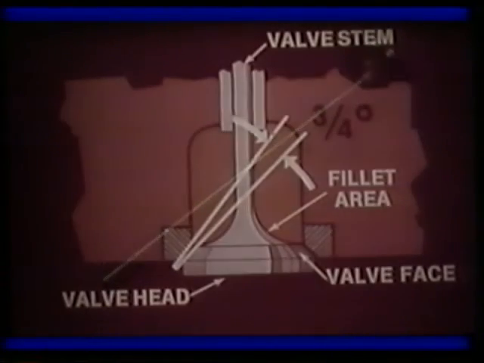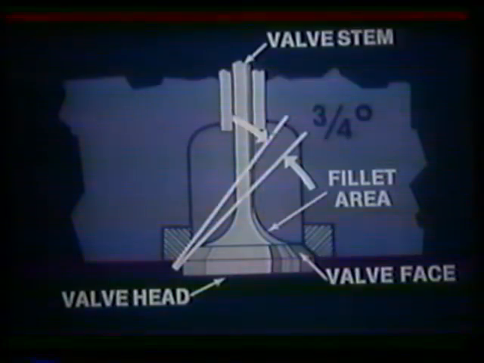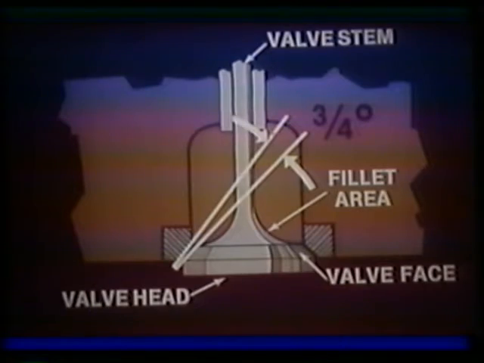The face and the seat are ground at different angles. This produces a small 3/4 degree interference angle. It means that a thin line contact is made, which provides for high contact pressure between the face and the seat, providing a tight seal all around. Perhaps this is a small detail, but it is one that makes an important difference.